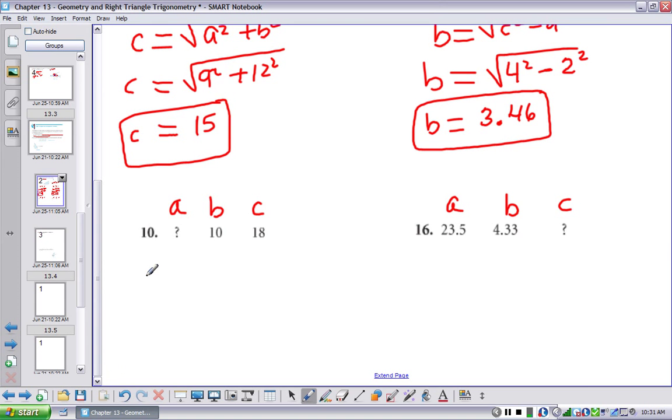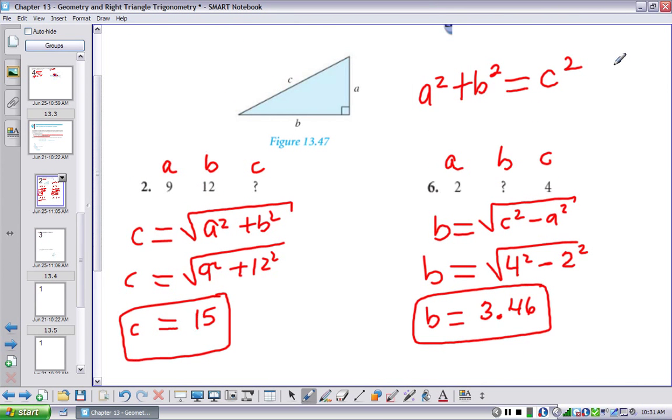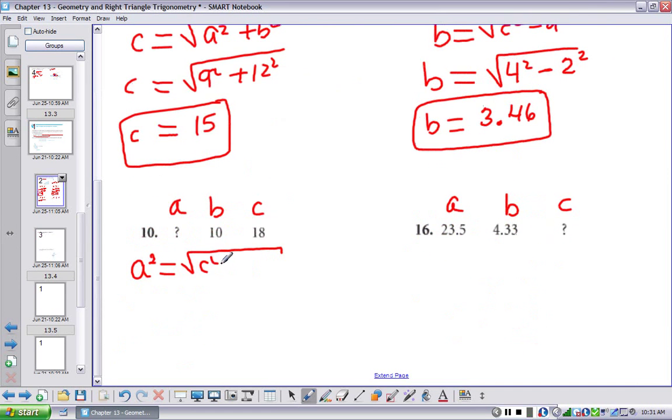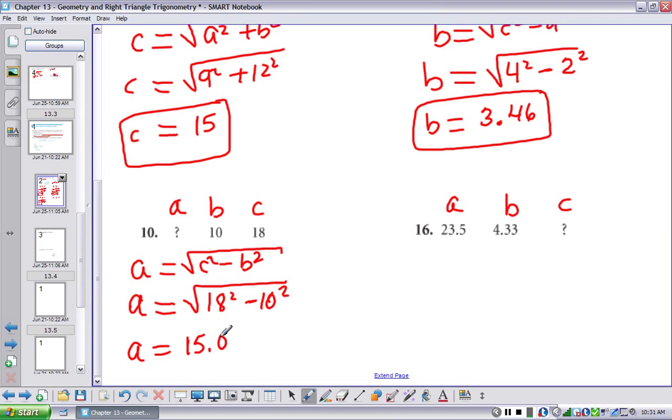Number 10, we want to find A. If you look back up here, you have to take the B over, so A is the square root of C squared minus B squared. So A is going to equal the square root of 18 squared minus 10 squared. If I put that in my calculator and round to 3 significant digits, I'm going to have 15.0.